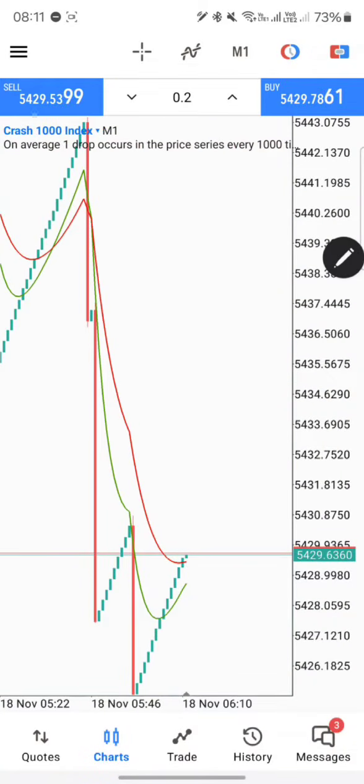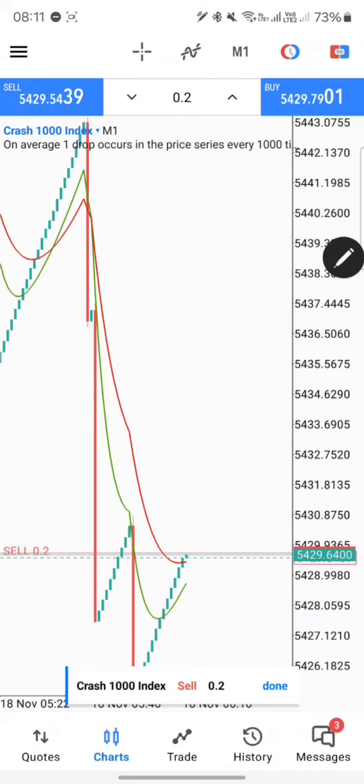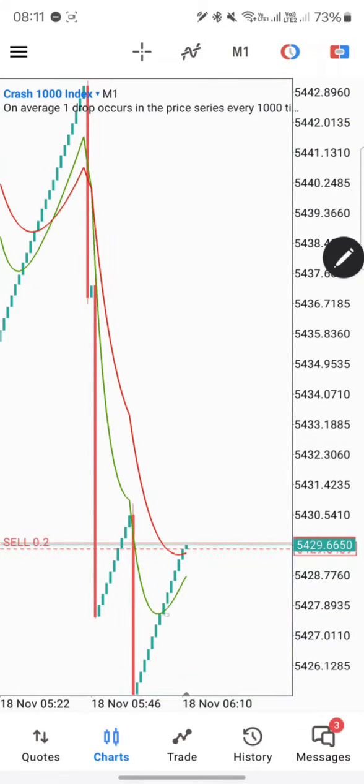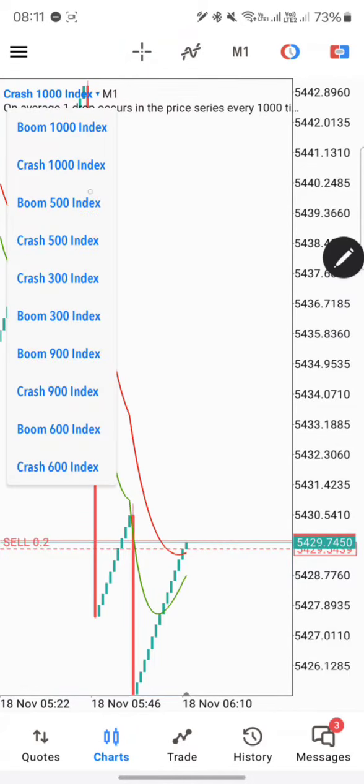Let's see if we can catch this. So we missed the first entry over here, but this is the second entry now. So now we will hold 10 candles. If no spike happens, we go ahead and we close the trade. It's as easy as that, guys. It's really easy to use this strategy.